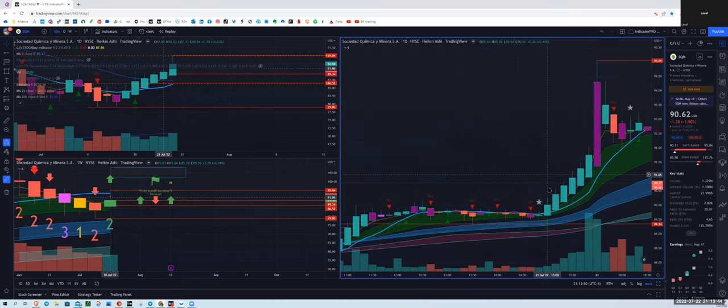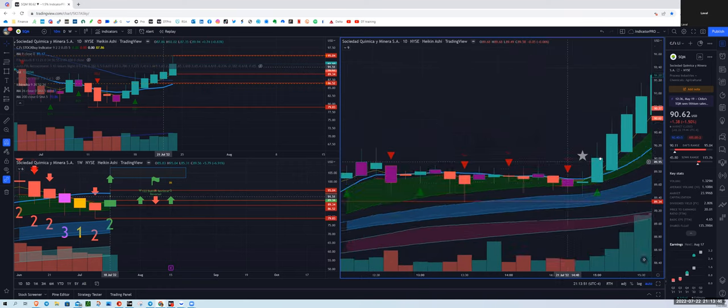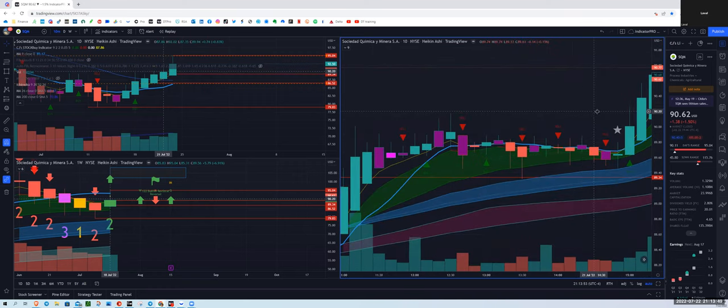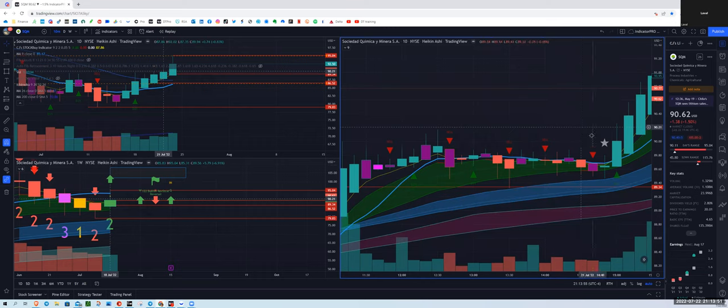Okay. This is the perfect entry right here. I mean, it doesn't happen all the time, but this is what needs to happen. And sometimes you'll watch a stock for the whole day and it will not show up. So don't force it. If it doesn't show up, don't force it.